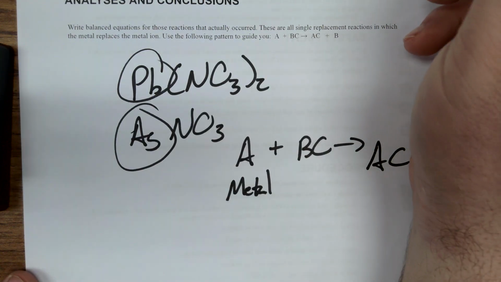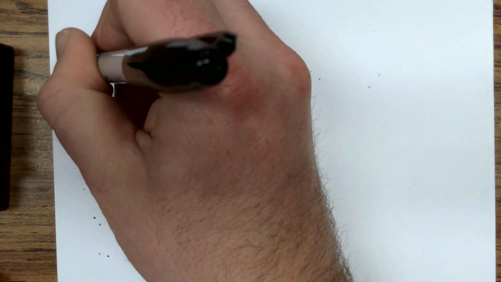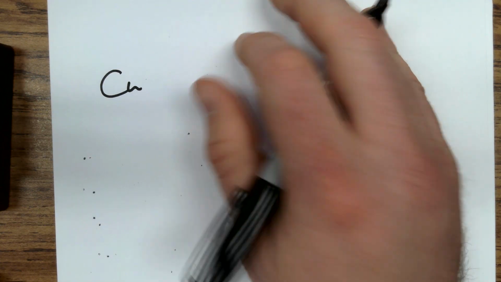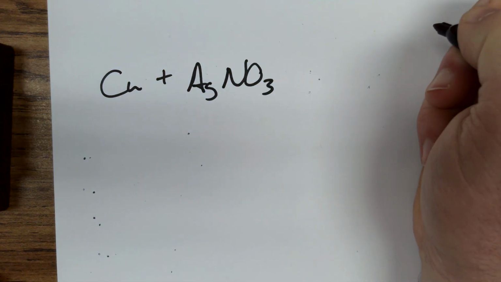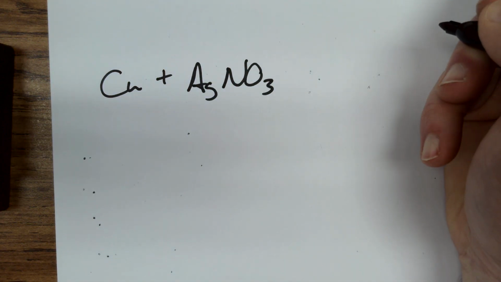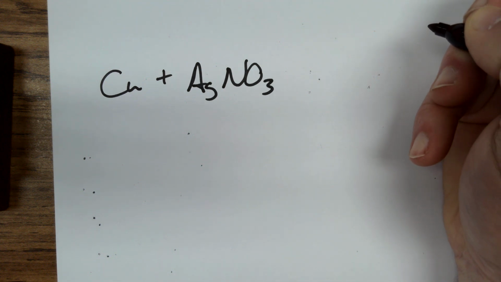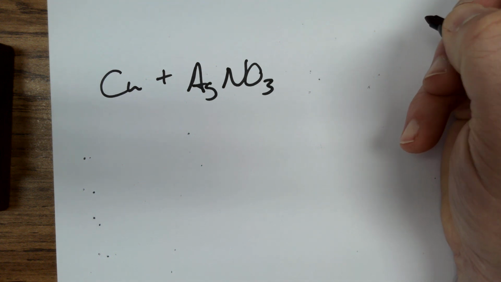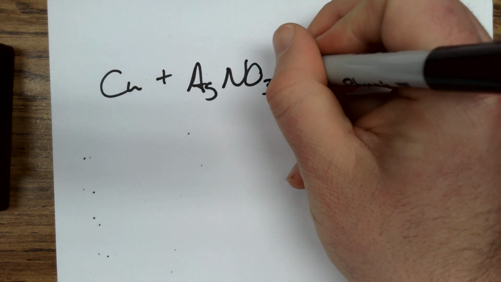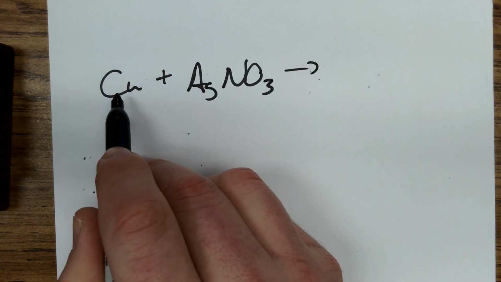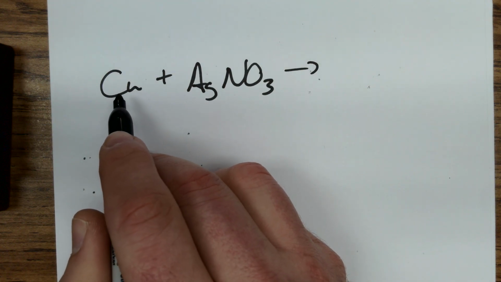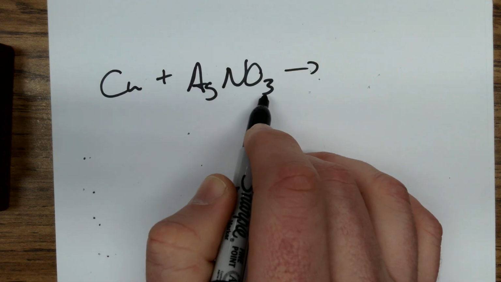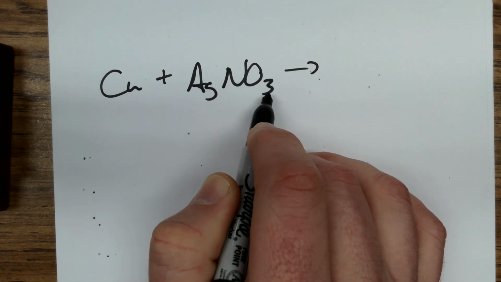Example of this one would be observation number 2. Copper wire plus silver nitrate. We saw this grayish film begin to grow on the side of the copper wire. If not, you should have noticed it. So my question to you, what is copper kicking out? The silver, or is copper kicking out the nitrate? It's kicking out the silver.